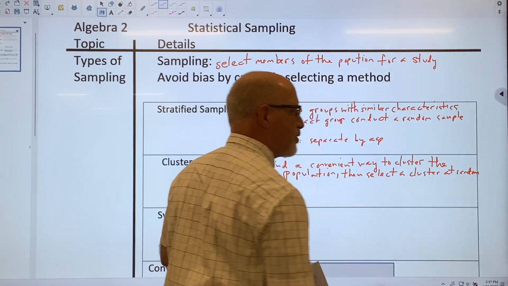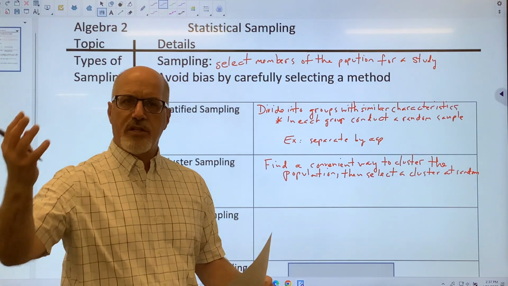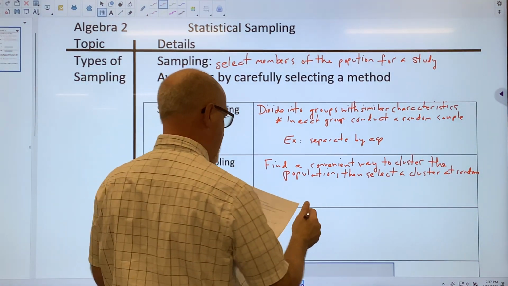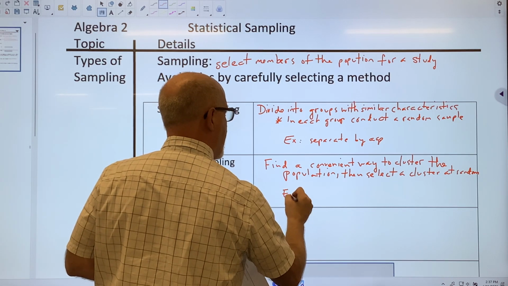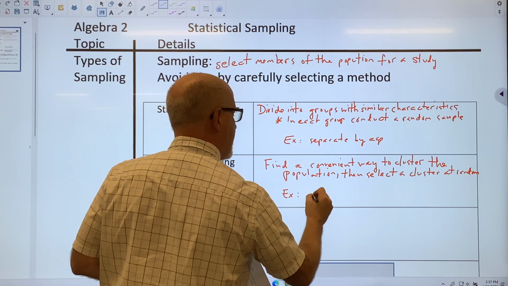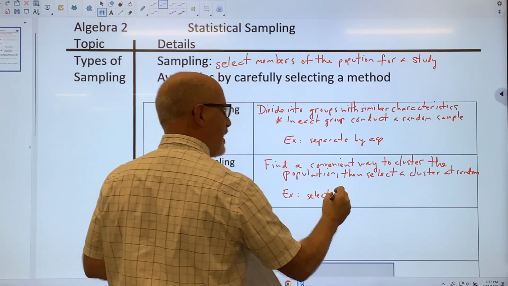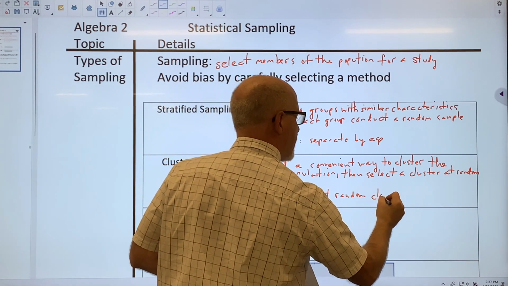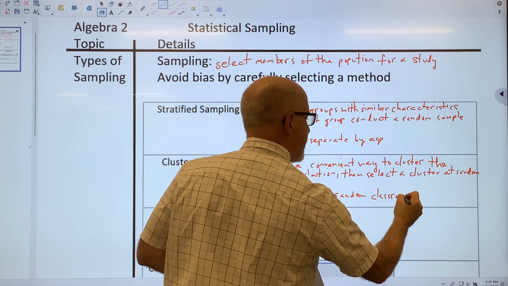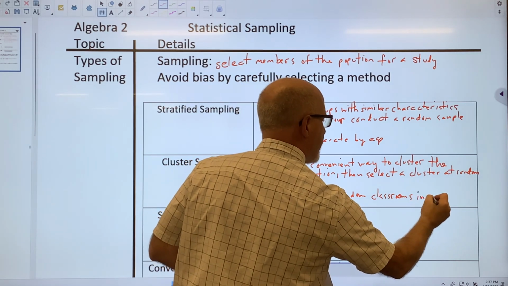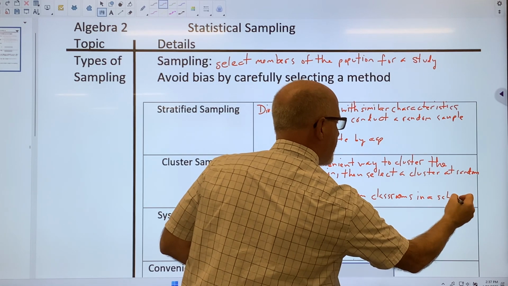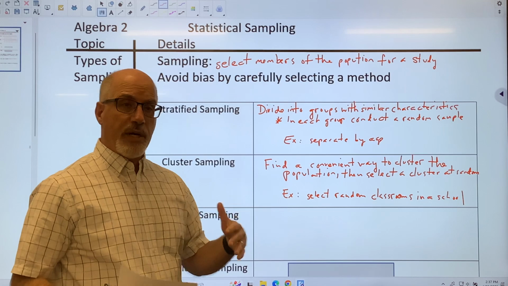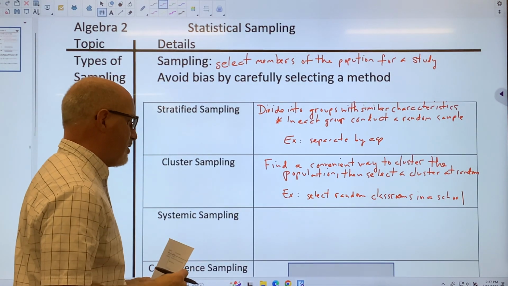So if you're doing classrooms in a school, for instance, you might just pick several classrooms and then find the data in that classroom. All right, so we'll use that as our example. Select random classrooms in a school. But you do have to select those clusters at random, otherwise, again, you might be inserting some bias into it.